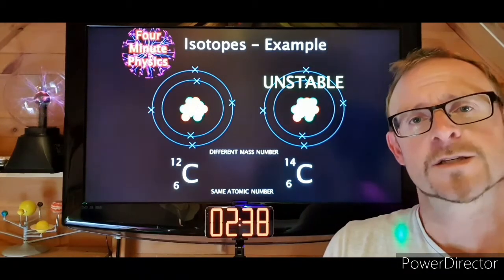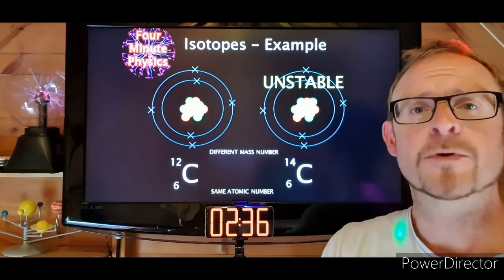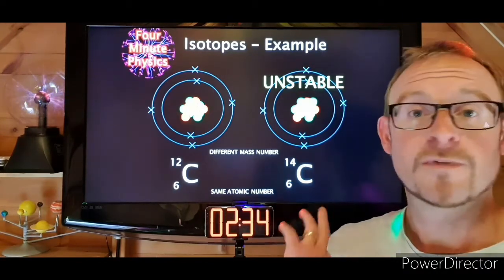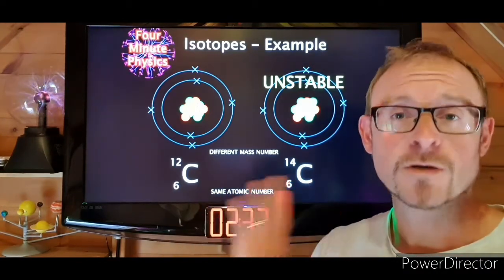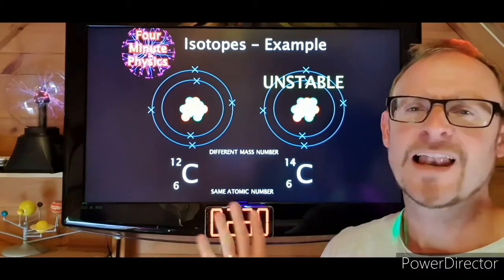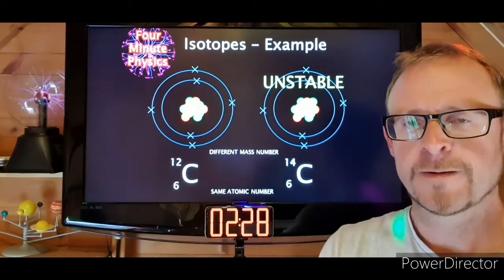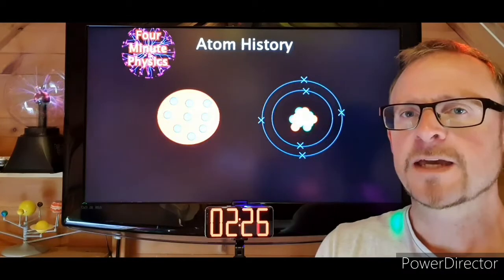Okay, so that's isotopes, and I hope that makes sense. Do remember, of course, that there are isotopes of carbon, as well as oxygen, as well as sulfur. Every element will have isotopes of itself. Okay, let's look at atom history now.